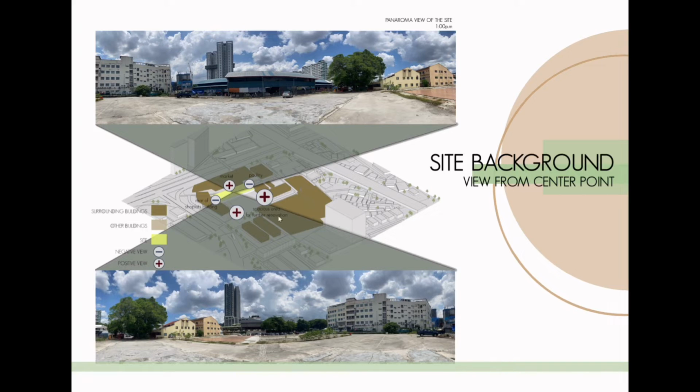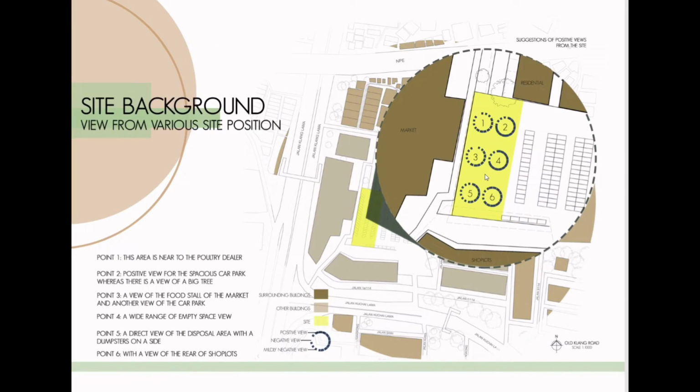And this is the site background. There are positive views right here, mainly towards the spacious car park at the back of the market, and another one facing the market, which is still a proper view. There are two negative views right here: one facing the poultry and another facing the disposal area. And this is another site background regarding the views from various positions. I would say from point 4 you get the better view of the back of the market, towards the spacious car park, and there's a school at the back there.